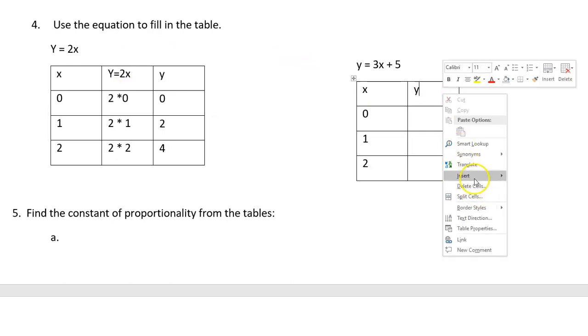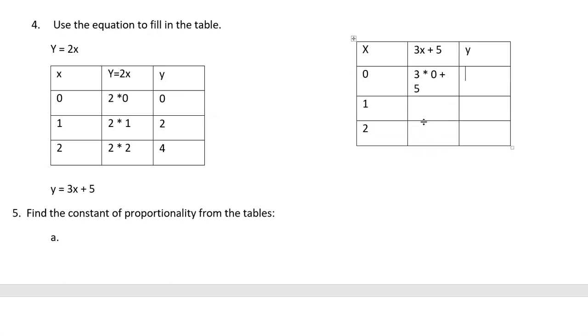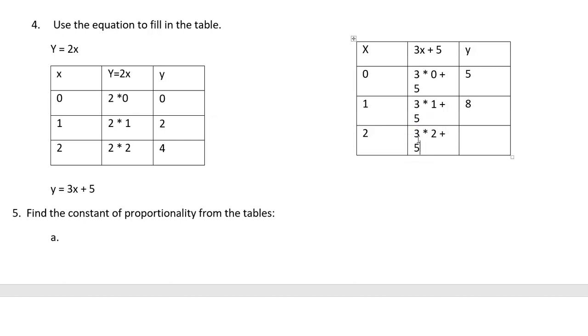Do the same thing over here. I'm just going to add one more column. And I'm going to replace the x with whatever this number is right here in that first column. So this would be 3 times 0 plus 5, which is 0 plus 5, which is 5. 3, replace the x with the 1, times 1 plus 5. 3 times 1 is 3. 3 plus 5 is 8. 3 times 2 plus 5. 3 times 2 is 6. 6 plus 5 is 11.